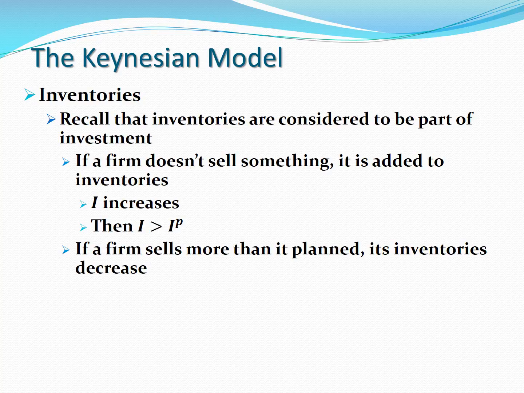If a firm sells more than it planned, its inventories are going to decrease. This is the other side of things. Things are going well. Aggregate expenditure is increasing. Its inventories decrease. So I decreases, and then we have this relationship where the actual investment is less than the planned. And if this occurs, then firms will need to increase their output to meet this excess demand.